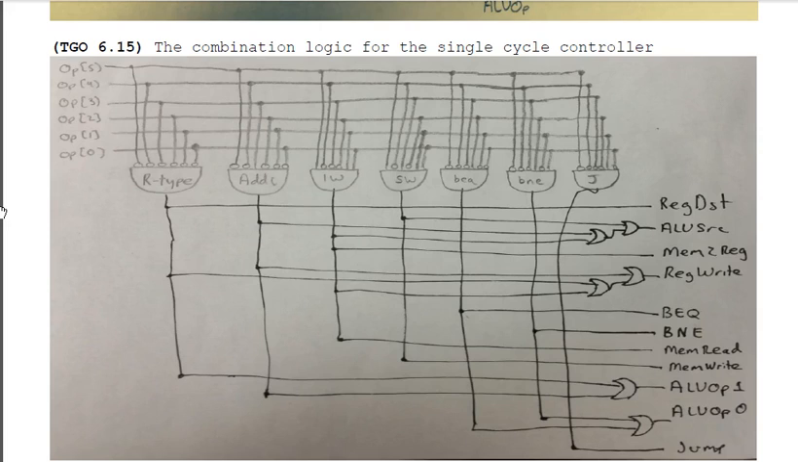So, R type or add I, LUOP 0. I need that to be a 1 only if it's some sort of branch instruction. So it can be branch equal or branch not equal. And then last here on these jump, just comes from jump.